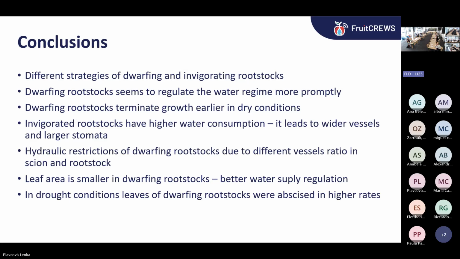So in the graft there is a restriction, mainly in the graft tissue. The leaf area is smaller in dwarfing rootstocks. Might it cause that they have better regulation of the water regime, and in drought conditions, leaves of dwarfing rootstocks were abscised at higher rates? So it's in relationship with the terminating of the growth.